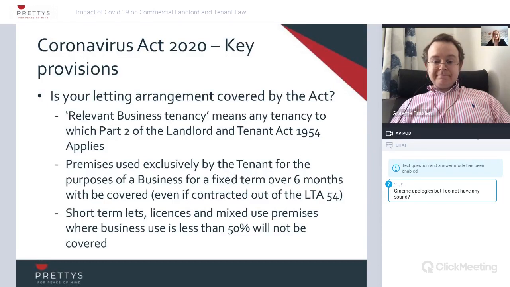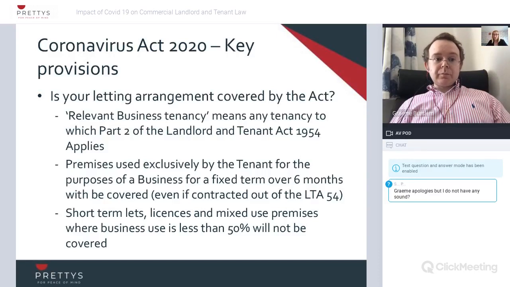Right, so first things first, Coronavirus Act 2020. The Coronavirus Act came into force in March, and it had a myriad of provisions affecting lots of different areas of life, and in particular what we want to talk about today are the provisions which cover commercial business tenancies. There are sections in there that cover residential tenancies, but we won't be focusing on those today.